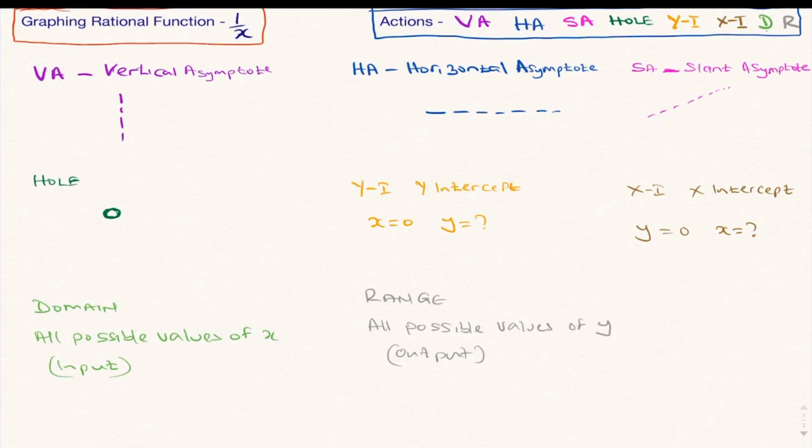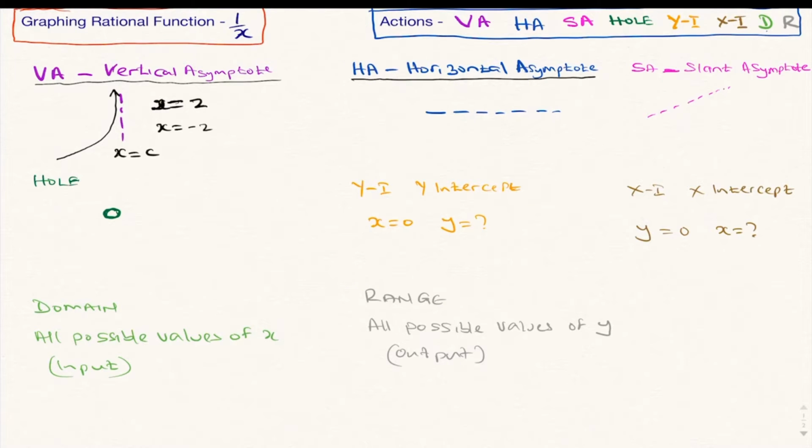Before describing the graphing of the rational function 1 over x, there are 8 points I'd like to talk about. The first point is vertical asymptote. The vertical asymptote is the imaginary vertical line where a curve approaches that line but never meets the line. That's a curve approaching the line but never touching it. This line, the vertical asymptote, is a line of x equals c, such as x equals 2 or x equals minus 2.